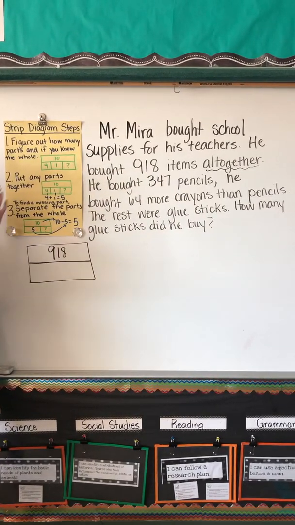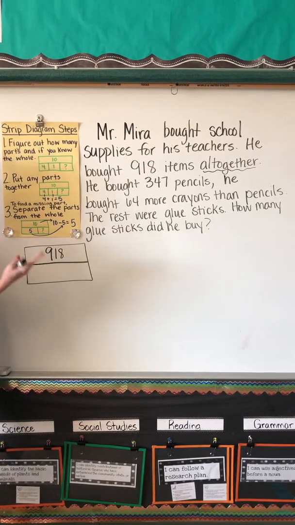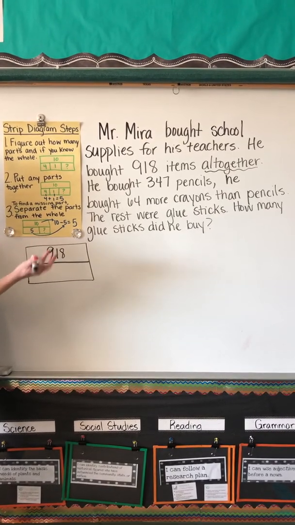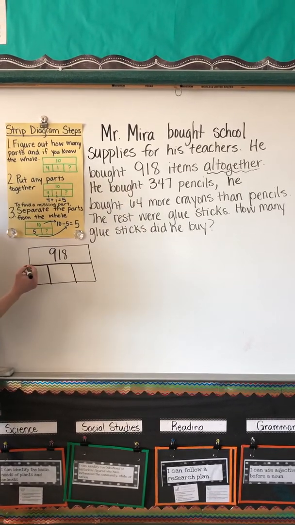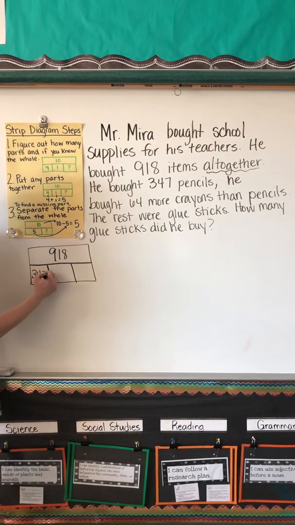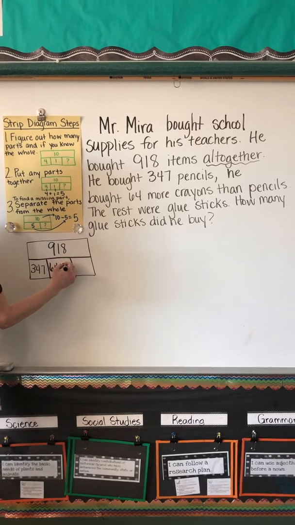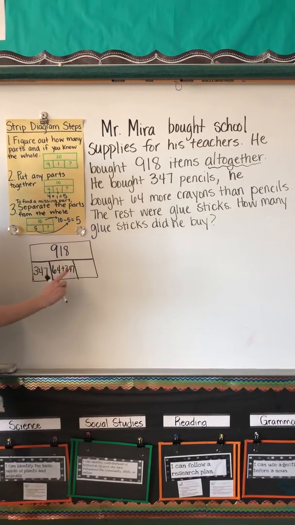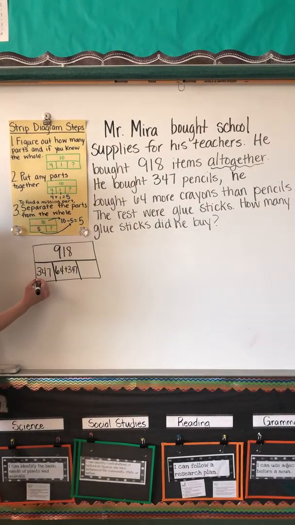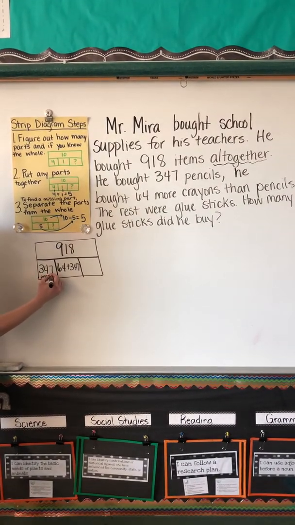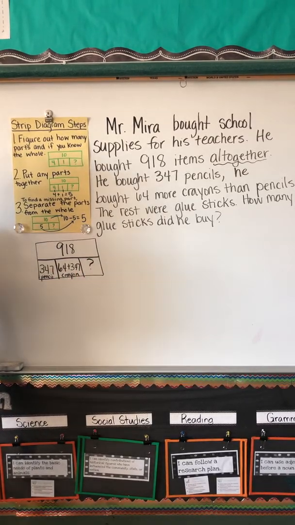And then I have to figure out how many parts. He bought 347 pencils. He bought 64 more crayons than pencils. And the rest were glue sticks. So I have 3 parts. And then I can plug in the numbers. 347 pencils. 64 more crayons than pencils. So what that means is I need to know the number of pencils plus 64 to get that answer. That's pencils, this is crayons, and the problem says that the rest are glue sticks.